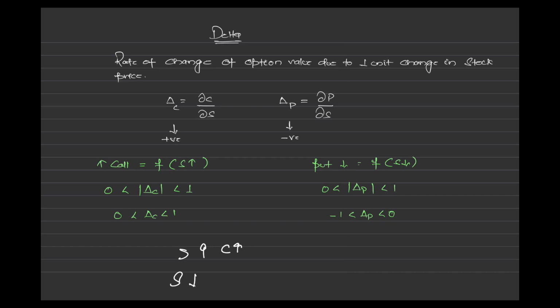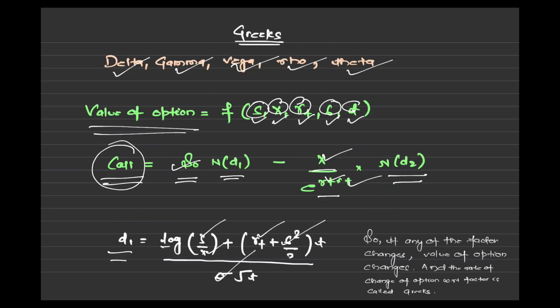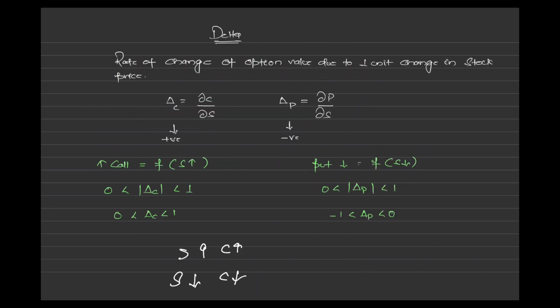If the stock price is falling, the call price is falling. When stock is increasing, call is also increasing. When stock is falling, call is also falling. So the change in stock price and the change in call price are in the same direction, and therefore the delta of call is going to be positive, and the value of the delta of call is always between 0 to 1.